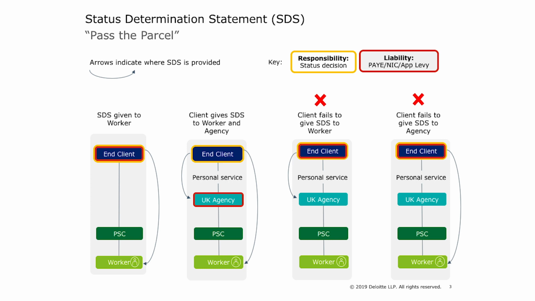In the three supply chains to the right, where a UK agency is involved, we can see that if the end client meets its obligation to give an SDS to both the worker and the agency, then the obligation to operate pay-as-you-earn moves down to the next party in the chain, here the UK agency.